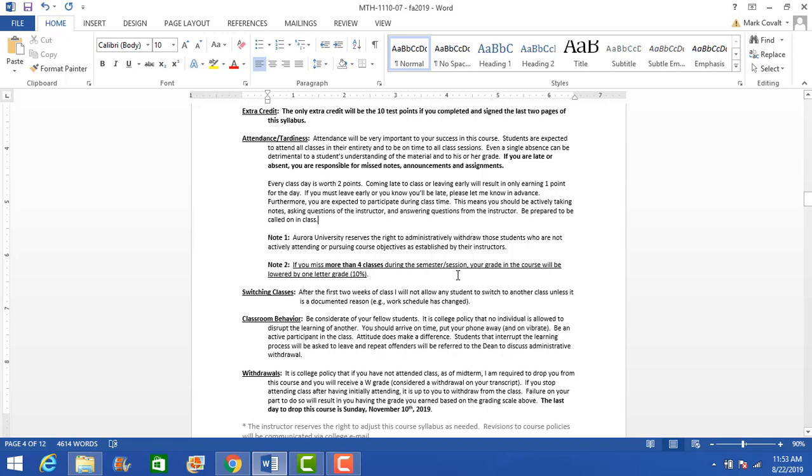Okay, now if you miss more than 4 classes during the semester, you will be reduced. Your course grade will be reduced by 1 letter grade or 10%. So if you end up with a 92% in the class and you missed more than 4 classes, then you're going to end up with an 82% in the class. So if you're getting an A, you're going to get a B, and so on and so forth.